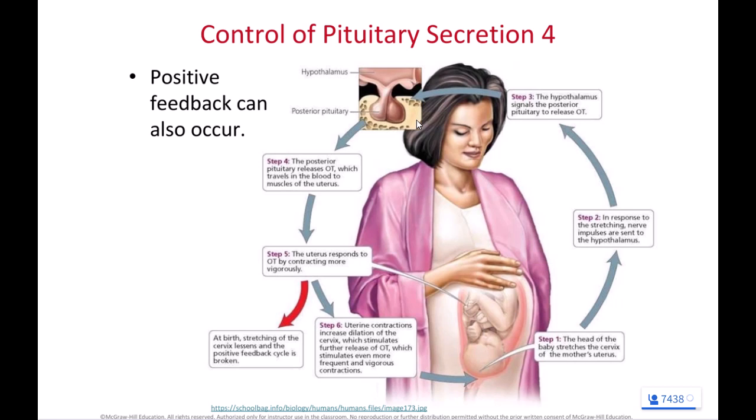And oxytocin causes smooth muscle contractions. Our uterus is made of smooth muscle. So in response to oxytocin, the uterus starts to contract. And as the uterus contracts, the child gets pushed farther and farther down through the cervix and into the birth canal, which causes more stretching, which causes the release of more oxytocin, which causes more contractions, more stretching, more oxytocin, more contractions, more stretching. It just builds and builds. It's a positive feedback loop.